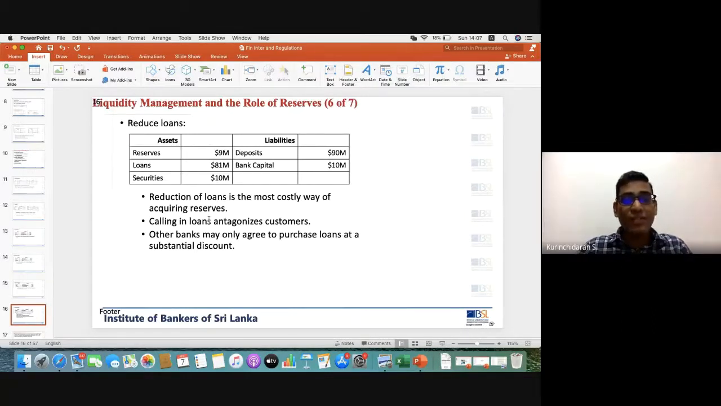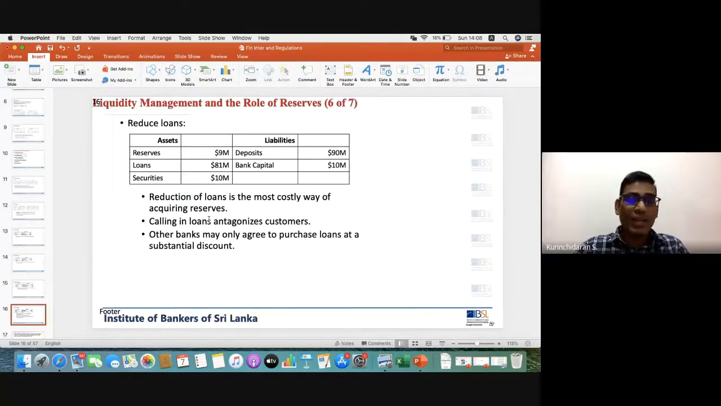So reduction of loans is the most costly way of acquiring reserves, because once you have given loans, you cannot recover those before the due date, right? And even if you have due dates, sometimes the borrower may not be able to pay back. And when you call loans in early, calling in loans antagonizes customers, and other banks may only agree to purchase loans at a substantial discount.